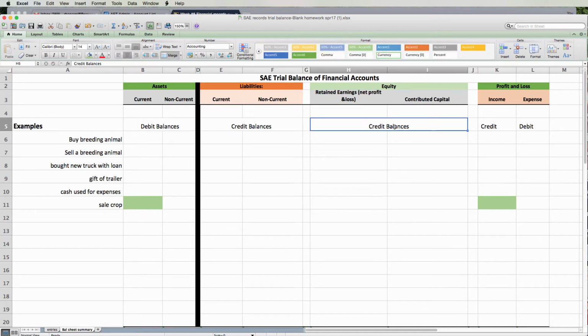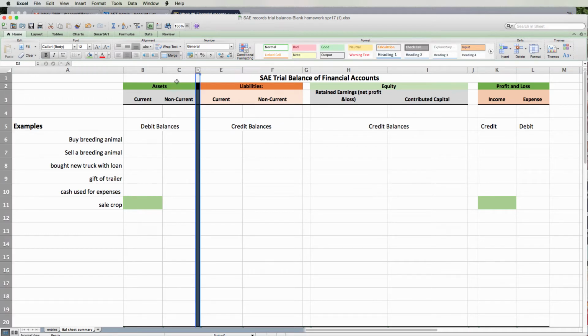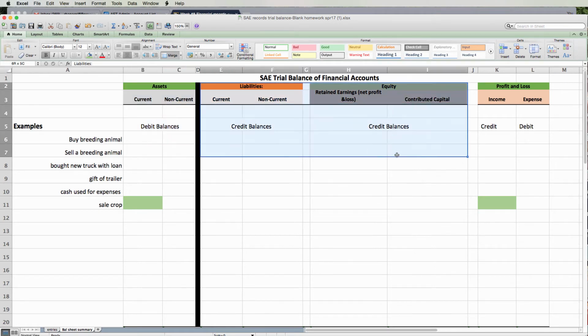So equity is also, just like a liability, a credit balance. Now, don't get confused. Liabilities and equity seem to be very different. They're not the same, but they are credit balances because they are on the right-hand side of the balance sheet. The balance sheet is divided into two parts. The left-hand side is assets, and that's a debit balance. The right-hand side is liabilities and equity, and they are both credit balances, and that way everything balances together.